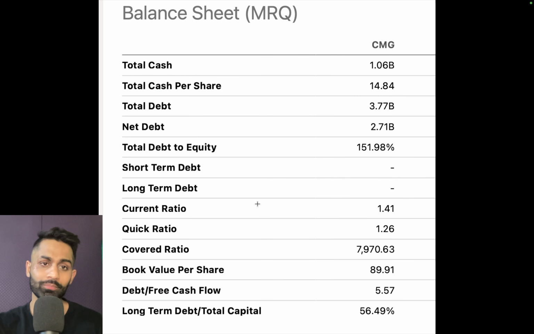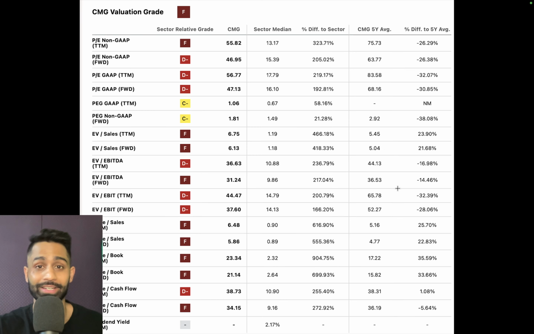And we've got a balance sheet that's only a small issue, where we've got the cash at $1 billion and total debt at $3.77 billion. So net debt sitting at just over $2.7 billion. So definitely a little bit of a problem there. And debt to free cash flow is a little bit over 5.5. So not the best balance sheet. Current ratio and quick ratio are pretty good at over 1 for the company.